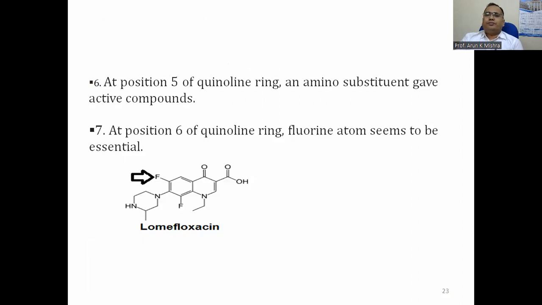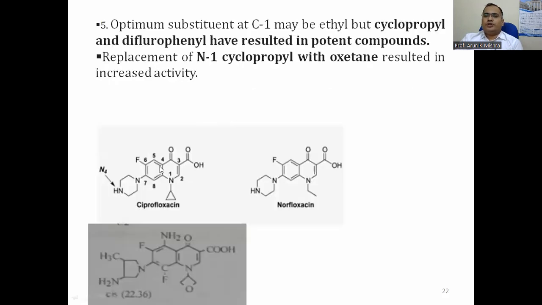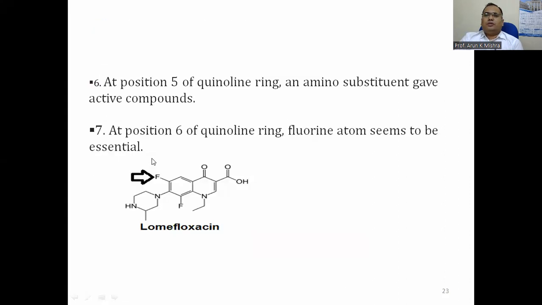At the fifth position of the quinolone ring, an amino substituent gives an active compound. Where is the fifth position? This one is the fifth position. With the cursor, I am trying to show you where the fifth position is. On this fifth position, one amino substituent may also be added, which may result in some active compound.